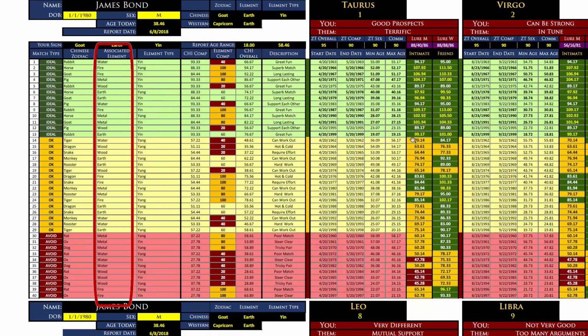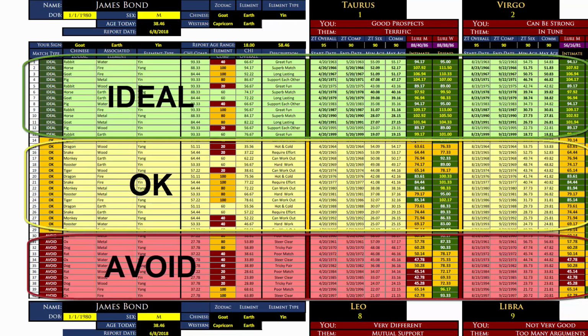Now, the reason why they're grouped up into 3 sections here, which is ideal, okay, and avoid, is because in accordance to James Bond's Chinese zodiac sign, that zodiac sign is most compatible with the Chinese zodiac signs that are in the ideal section. So we group up those zodiac signs together so that that's what makes the ideal group.